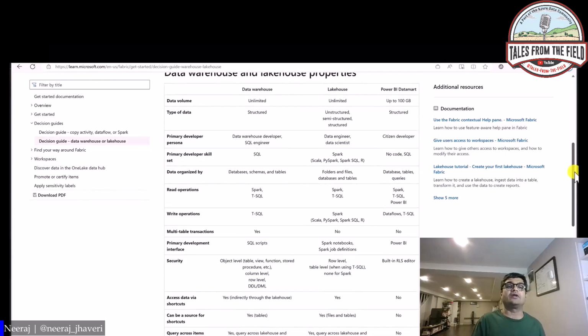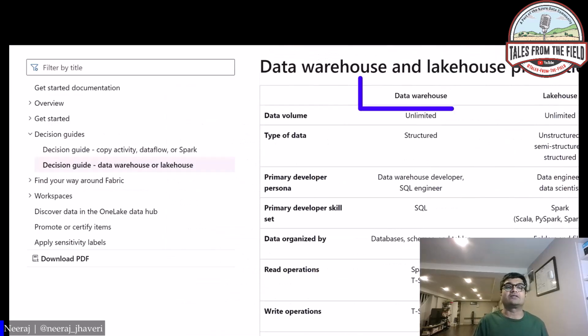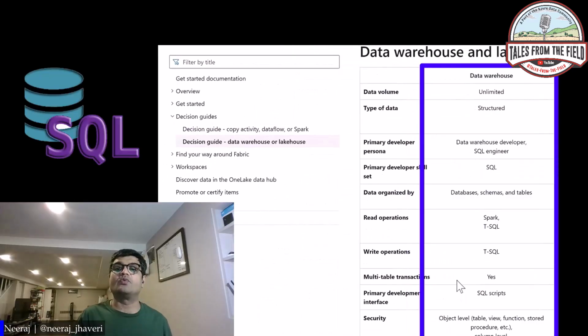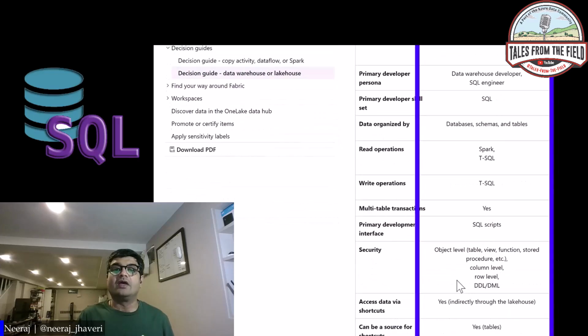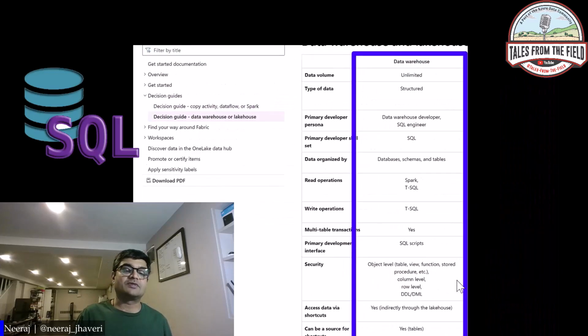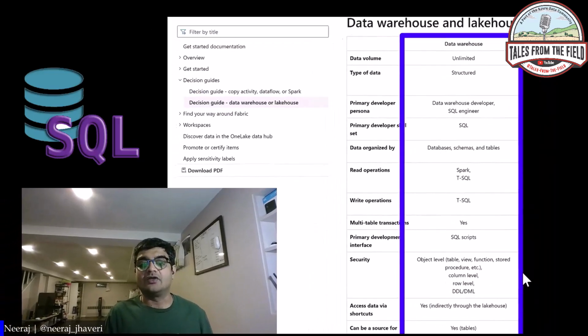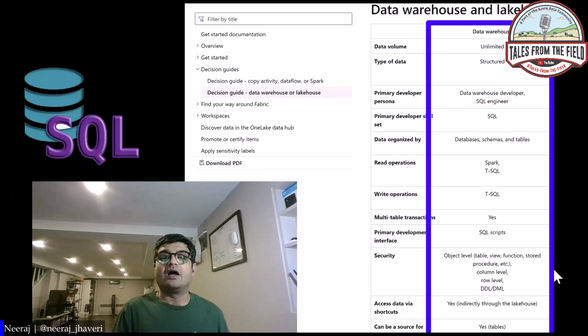Today we are going to concentrate on Data Warehouse and tell you what it is. Data warehouse is good for people like SQL engineers who want to work with structured data. The data is organized by databases, schemas, and tables. You can do read and write operations using T-SQL. It's multi-table transactions, yes. SQL skills are the basic thing of it. Security is built in. You can do object level security. You can do DDLs, DMLs, and all of them. The data queries between the Lakehouse and warehouse are already possible in data warehouses. So any SQL users would be a good fit for data warehousing.